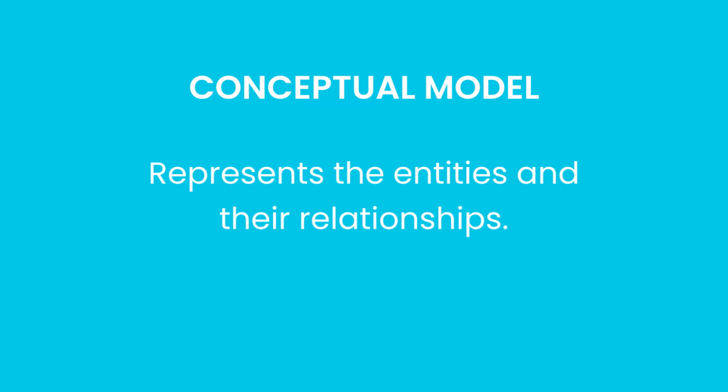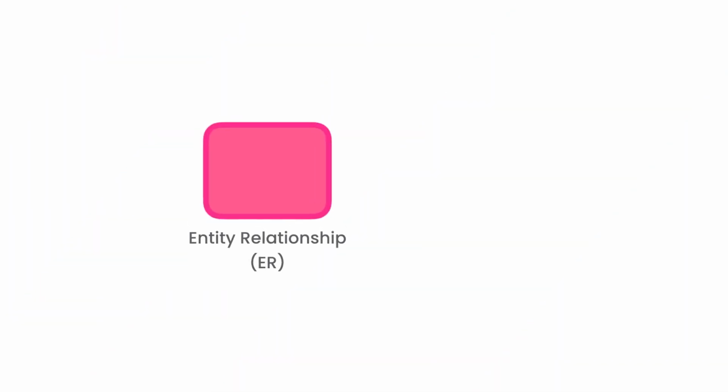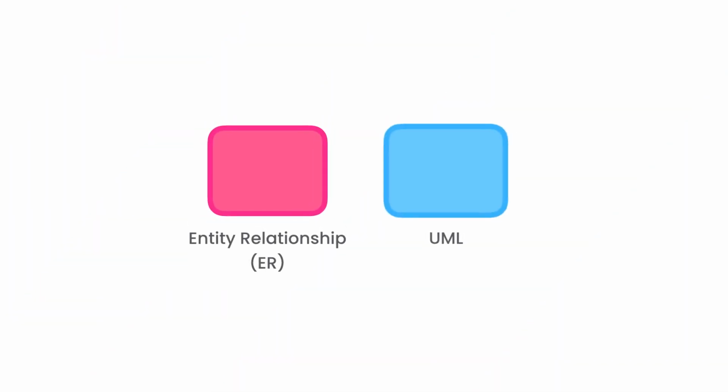So what concepts or entities do we have here? Well, at first glance, I can quickly pick a couple of entities: student and course. These are the concepts that we need to know about in this domain. Now, we need a way to visually see these entities and their relationships. There are basically two ways to do this. We can use entity relationship or UML diagrams.